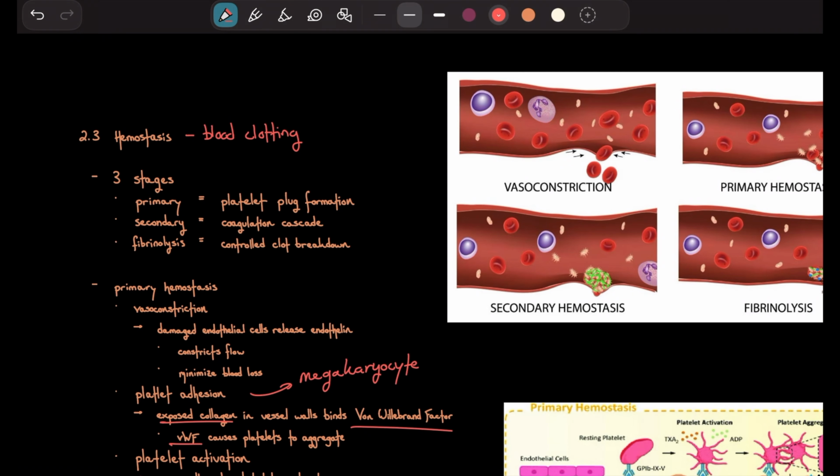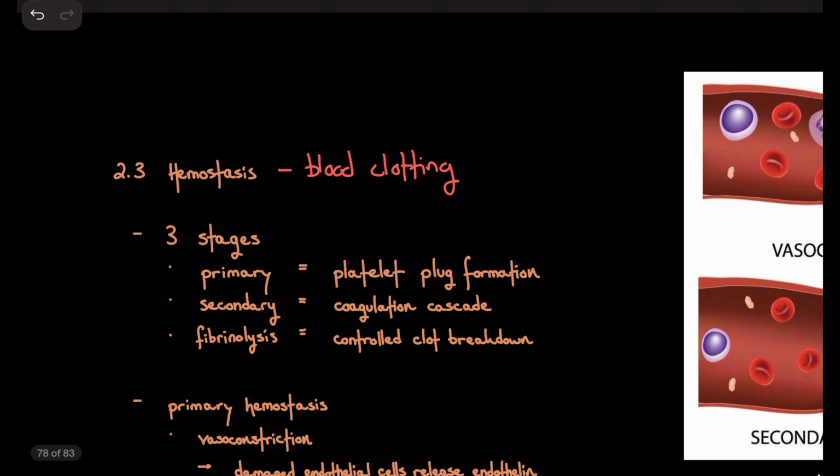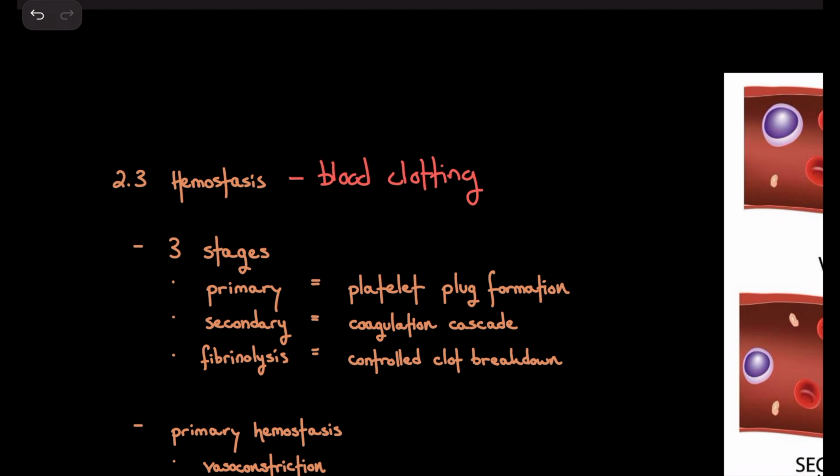All right, let's rock and roll. We're on 2.3 now, hemostasis. So we talked about the bone marrow, we talked about hematopoiesis.